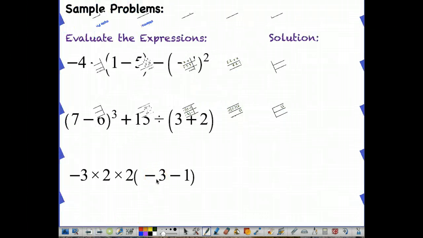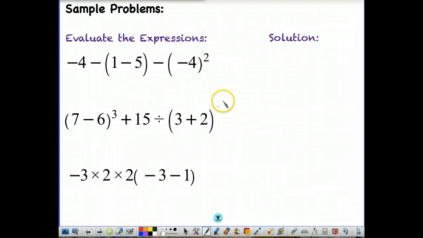All right, so let's start to wrap up. We have another one, and I think this might be our final sample problems to get you going, so let's give this one a try. It's got a little bit of everything.